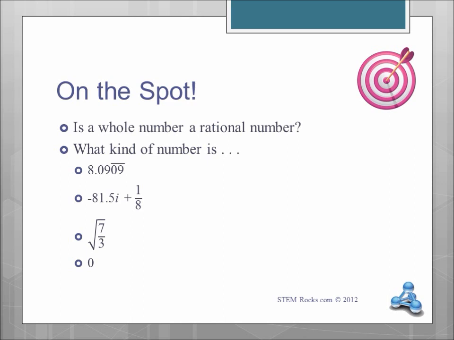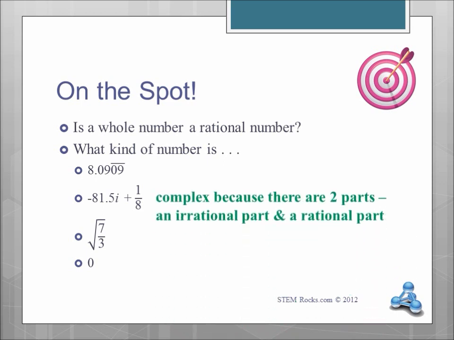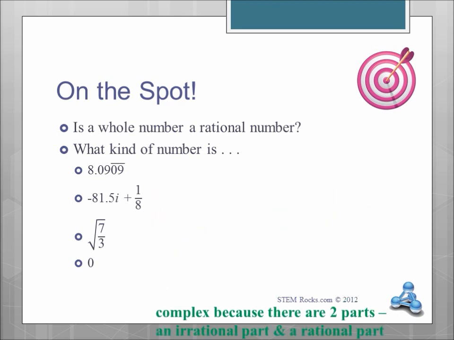Next, what about negative 81.5i plus 1 over 8? It's complex because complex numbers have two parts, a rational part and an irrational part. In this problem, the rational part is 1 over 8. The irrational part is negative 81.5i.